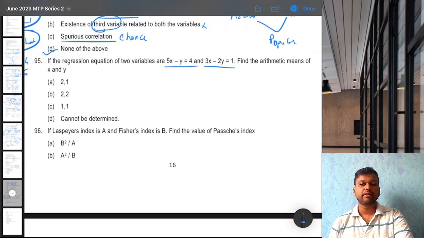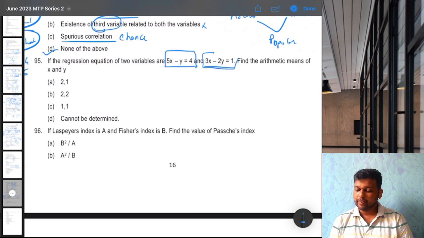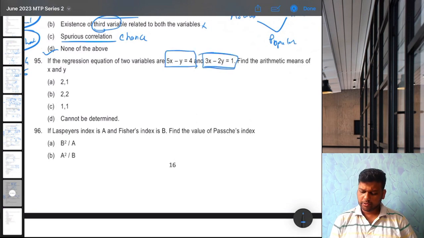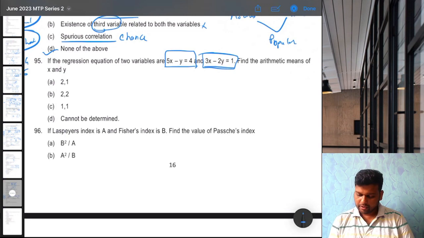So arithmetic mean, we can just substitute the values, right? Because when we solve these equations simultaneously, the answer would be the arithmetic mean. So just put the options rather than solving. If we put 2 and 1, so x is 2, so 10 minus 1, that is not 4, wrong. If we put 2 and 2, so 10 minus 2, that is also not 4, so wrong.